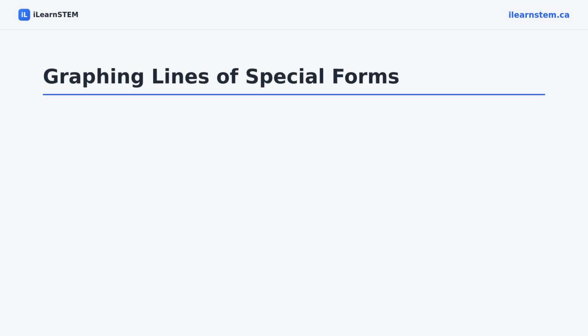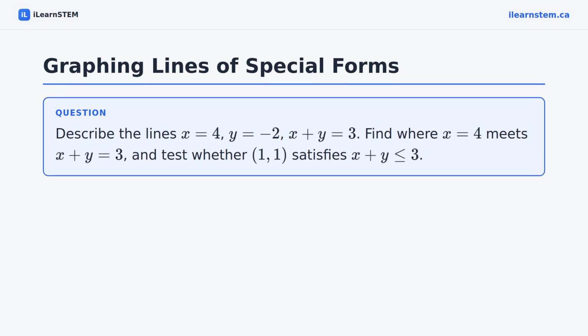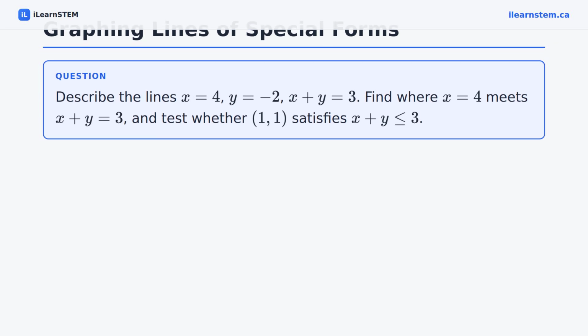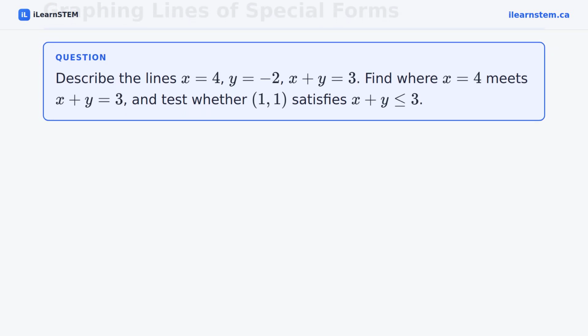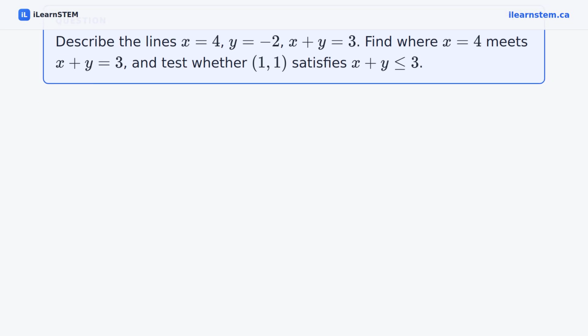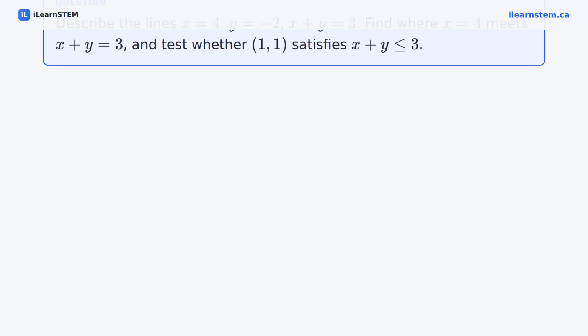We'll practice describing and working with lines of special forms. Here's the problem. Describe the lines x equals 4, y equals -2, and x plus y equals 3. Find where x equals 4 meets x plus y equals 3, and test whether the point 1, 1 satisfies x plus y is less than or equal to 3.